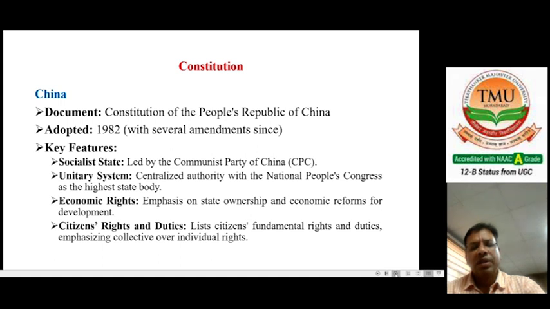It is a socialist state. The power is centralized within the National People's Congress, and its economic rights emphasize state ownership and economic reform for development, and citizens' rights and duties list citizens' fundamental rights and duties, emphasizing the collective over individual rights.